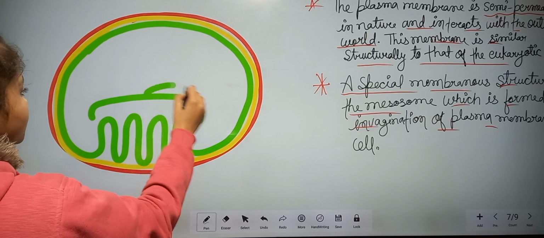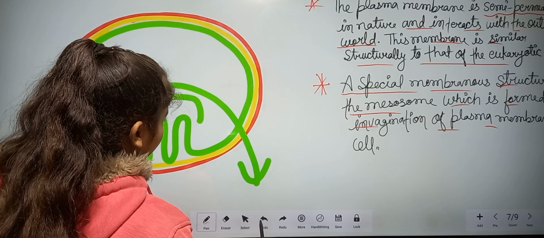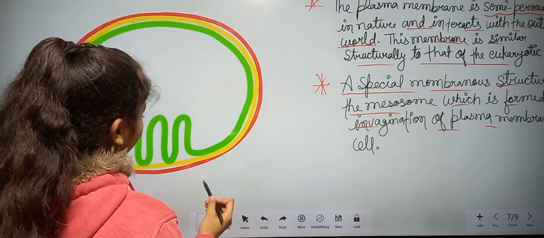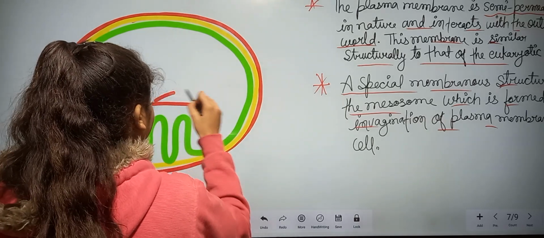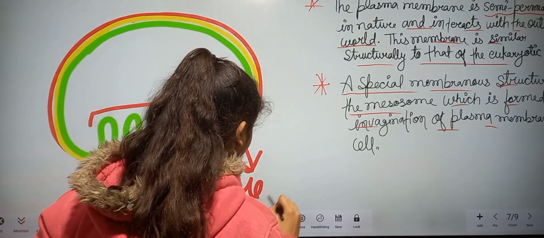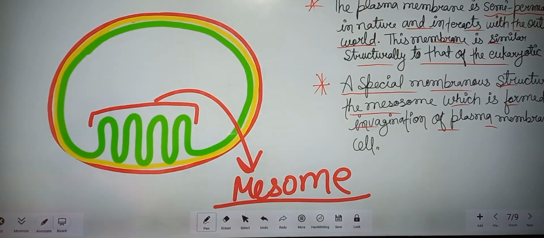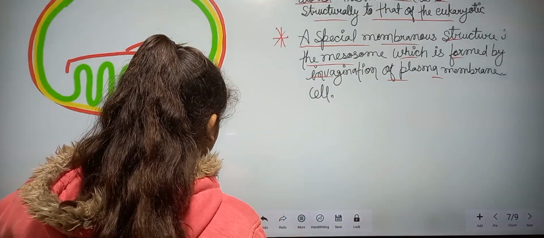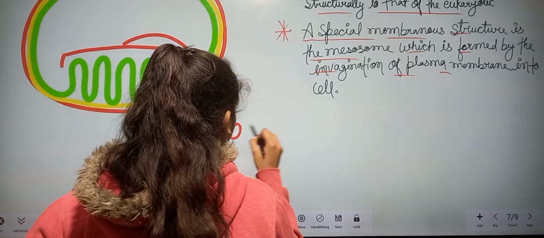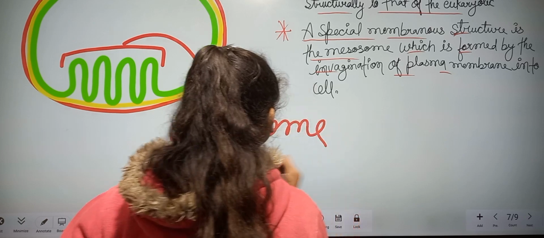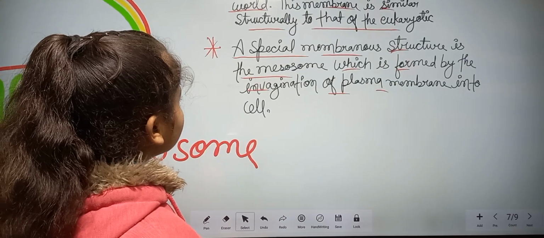What is this called? I have explained this in the previous class also. This is called the mesosome. The mesosome acts as the mitochondria. So here is the point.